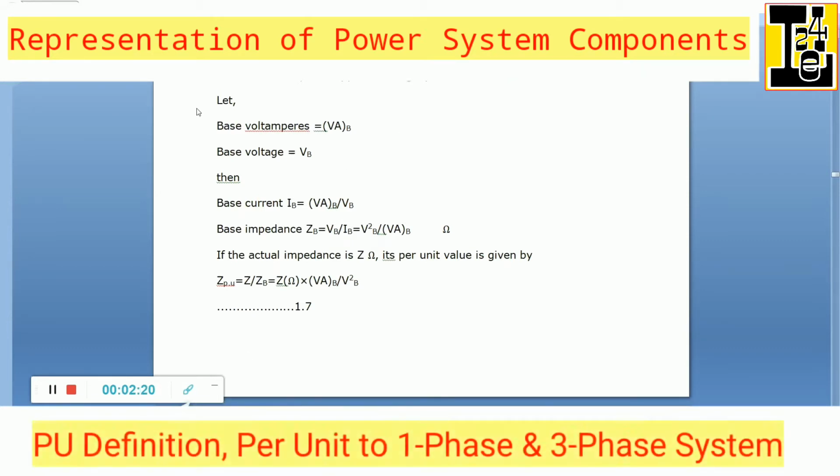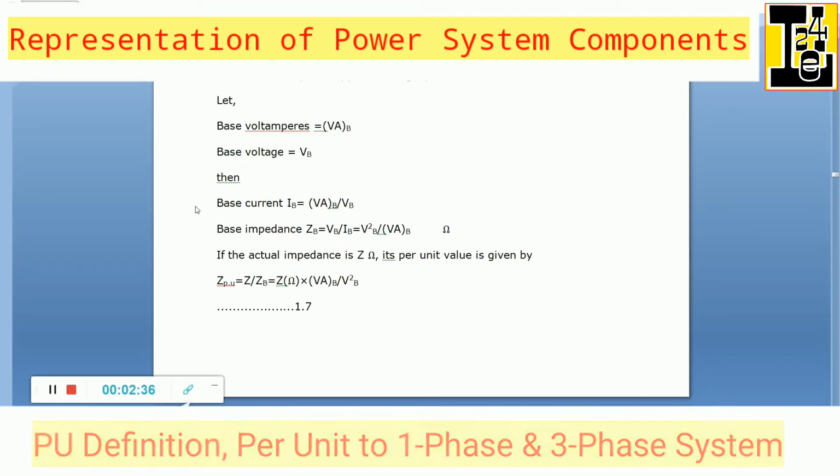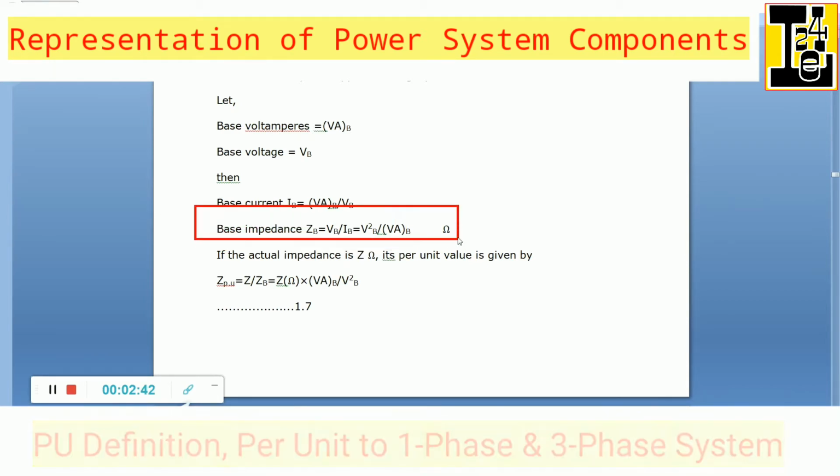Let base volt amperes be VA base and base voltage be V base, then the base current will be VA base divided by V base. Base impedance ZB is equal to VB divided by IB by the definition of impedance, that is equal to VB square divided by VA base. After the substitution we get ZB is equal to VB square divided by VA base.